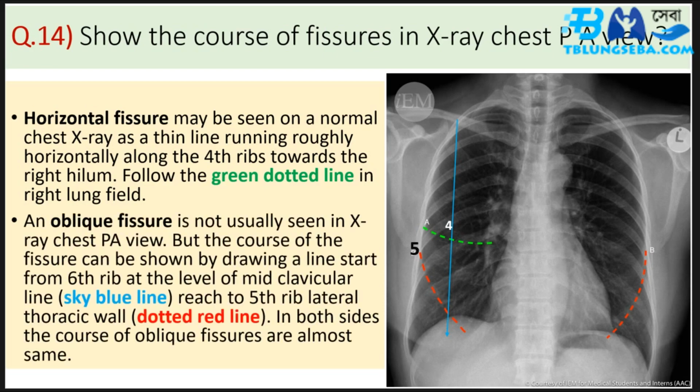An oblique fissure is not usually seen in X-ray chest PA view. But the course of the fissure can be shown by drawing a line starting from sixth rib at the level of mid-clavicular line, sky blue line, reaching to fifth rib lateral thoracic wall, dotted red line. In both sides, the course of oblique fissures are almost same.